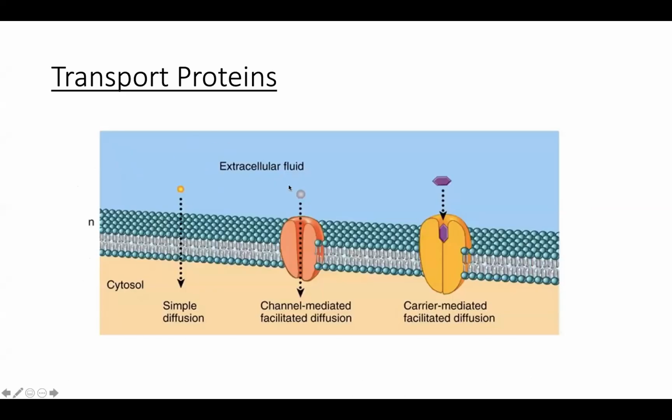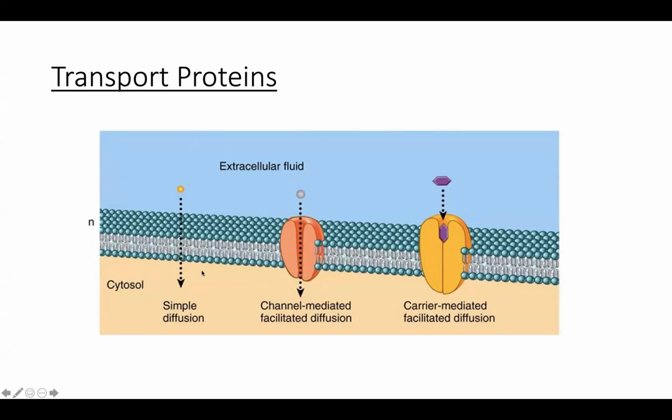All right, these are just images or illustrations of what transport proteins can look like, right? They can facilitate channel mediated diffusion or carrier mediated diffusion, where the substance in this case would bind to this protein and be transported across, right? Channel proteins here are going to create this sort of opening, if you will, to allow for the passage of this substance across the cell.